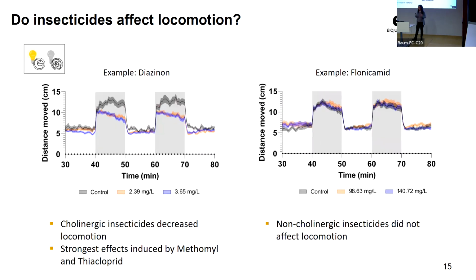So we exposed the larvae to these 8 different insecticides that I showed you before, and we used concentrations that did not induce any morphological changes. I'm showing just 2 examples here, but what we found is that all cholinergic insecticides decreased the locomotion, and the strongest effects were seen with the metomyl and thiacloprid. We also found that both non-cholinergic insecticides did not affect locomotion.